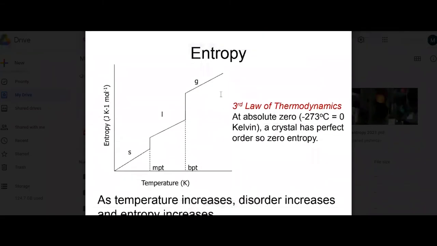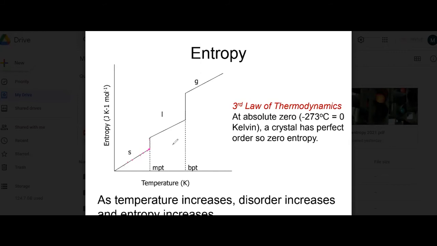Okay, now let's see the graph of entropy versus temperature in the changing states of matter. You can see that if the solid increases in temperature, it will reach its melting point. When we give heat, the entropy of the solid increases, and the temperature also increases. But at the melting point, the temperature stays the same, while the entropy still increases.